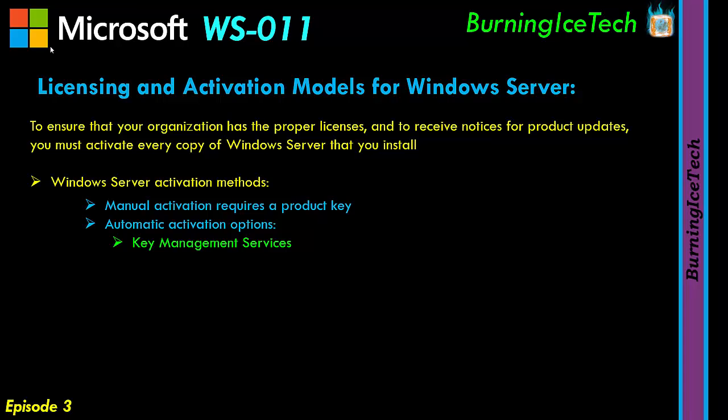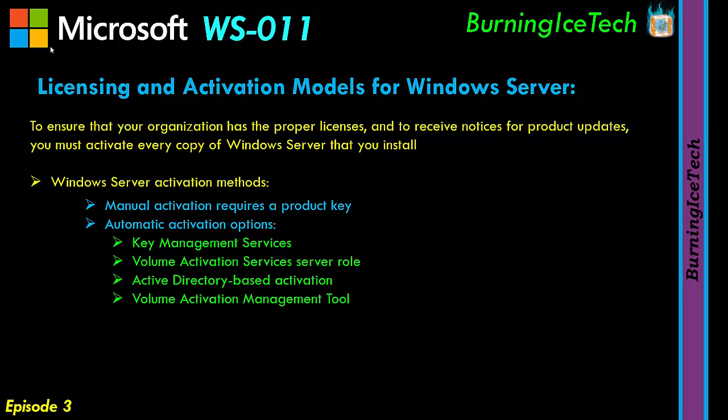The second method I should say is Volume Activation Services Server Role. You can do it via that method. Third option is Active Directory based activation. Fourth method to activate your servers is Volume Activation Management Tool. Second last one, Multiple Activation Key. And then the very last one of the lot today is Automatic Virtual Machine Activation. So there you guys have it. That is pretty much everything we need to say regarding licensing and activation models for Windows Server.